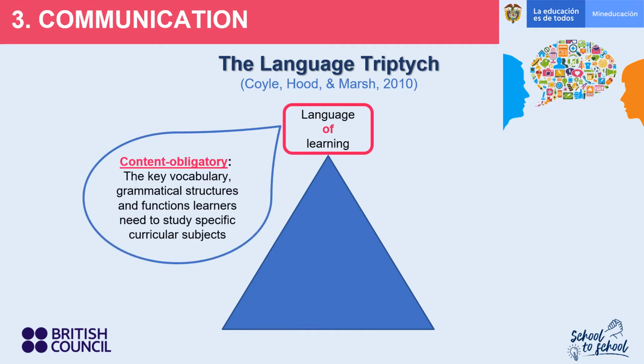The first component of the language triptych is language of learning. This is language that is needed to access concepts and skills of a field of knowledge. This language demands of the different disciplines comprehend much more than vocabulary. As you can see on the slide, it is content obligatory. It involves the key vocabulary, grammatical structures, and functions learners need to study specific curricular subjects.